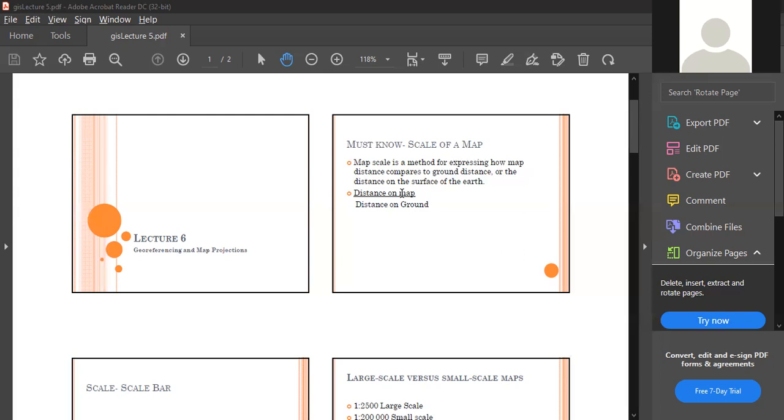The distance on the map, on the medium which you are using, over the distance on the ground. So it's a ratio. The distance on the map can be the computer screen, or it can be the paper. Distance on that over distance on the ground, then we get a scale. It's a ratio, so we can have large scale, small scale. Small scale means this ratio is small. Large scale means this ratio is large, but obviously there are many sub-values.